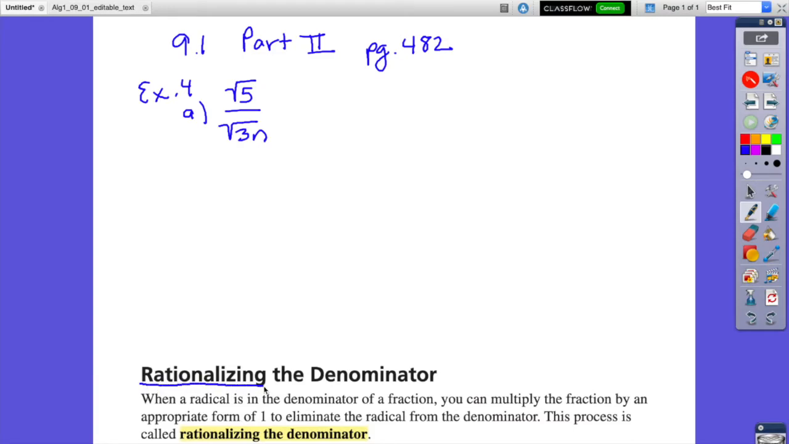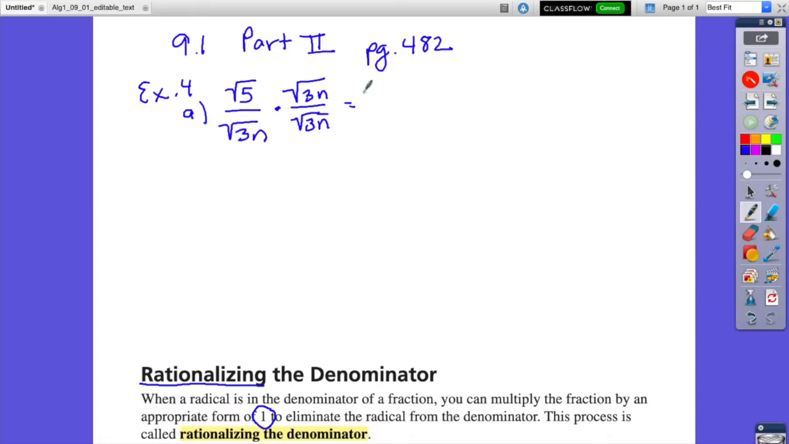What rationalizing the denominator means is that you are not allowed to have a radical sign in the denominator of any fraction. So what we're going to do is, quote unquote, get rid of it. And the way that we get rid of it is we are going to multiply it by 1. We're going to multiply it by 1, but it's going to be in a special form. The form is going to be the square root of 3n over the square root of 3n, because that's 1.